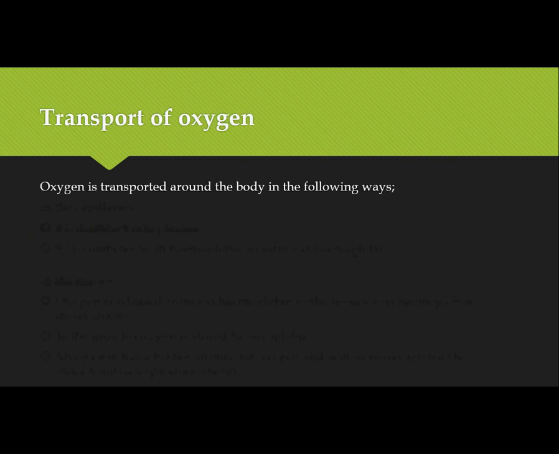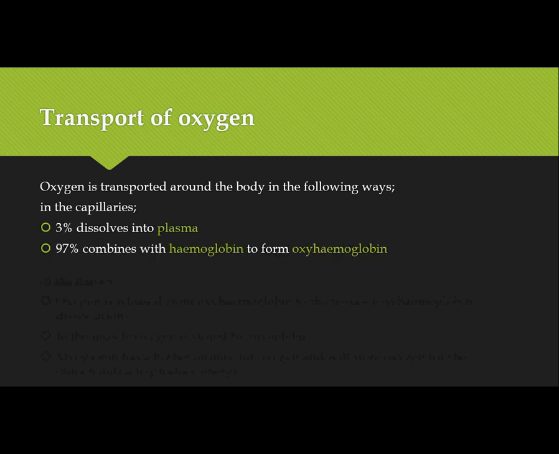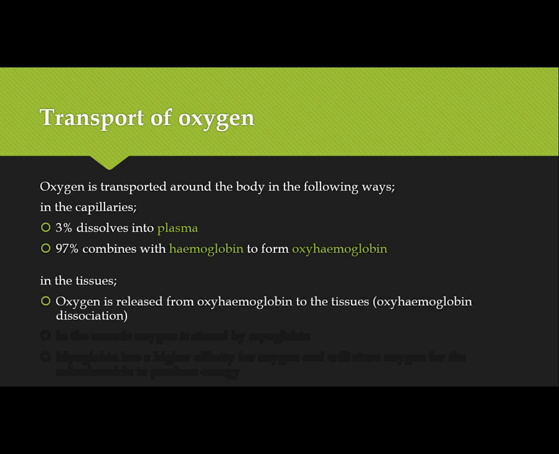Okay, so firstly, when you breathe in oxygen, most of it is actually combined in the blood with hemoglobin to form oxyhemoglobin, 97%. 3% of that doesn't actually combine with hemoglobin and just dissolves into the plasma and is carried around your body in the blood. In the tissues, such as your muscle tissue, oxygen is released from oxyhemoglobin to the tissues, known as oxyhemoglobin dissociation, and in the muscle it is taken up and stored by something called myoglobin.